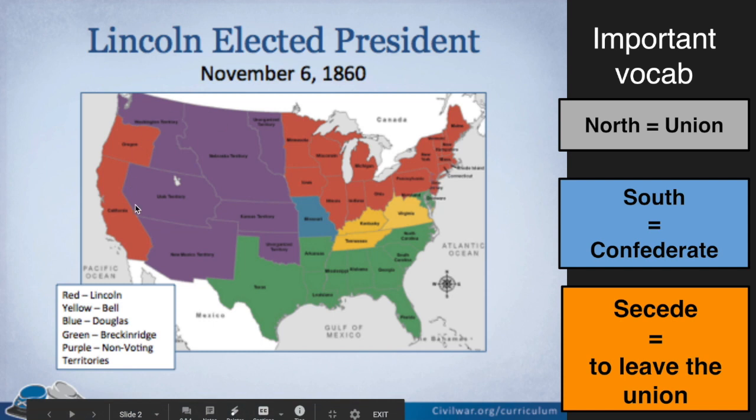So this is the map of the 1860 election. You see down here the key says that Lincoln won these states. A guy named Bell won these states. There weren't just a Republican and Democrat running against each other. There were actually 4 different people running against each other. And you saw a little bit of this in your lessons last week. But that's a little kind of in the weeds for our topic.